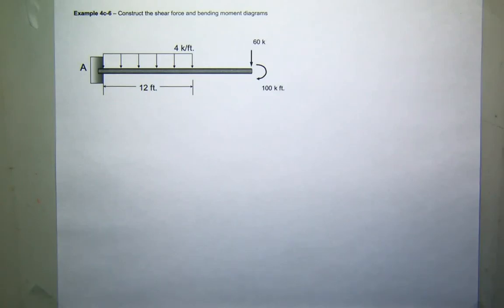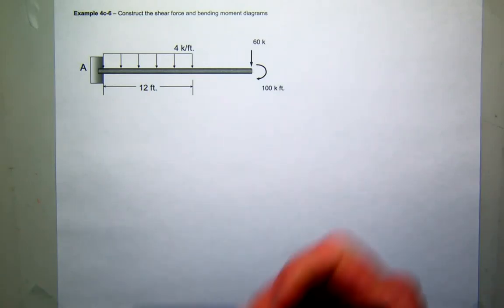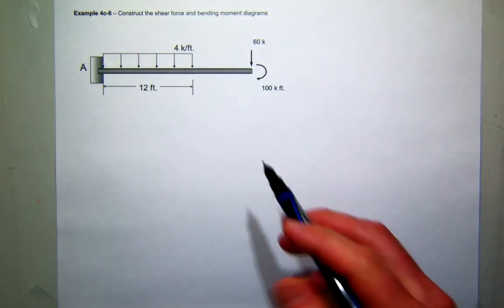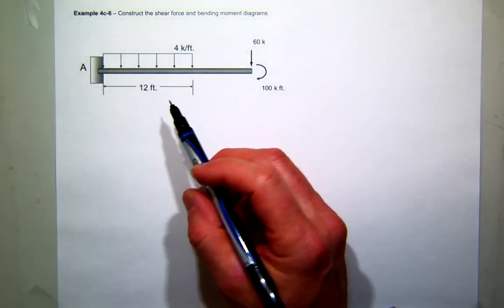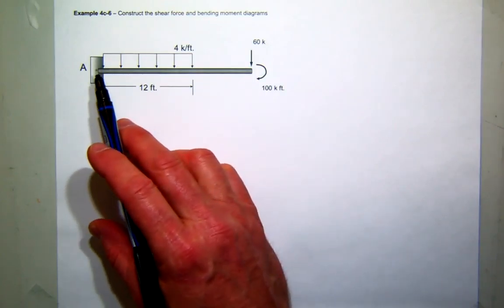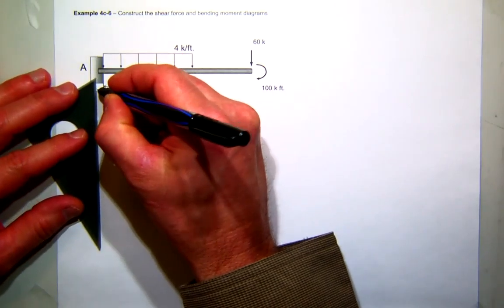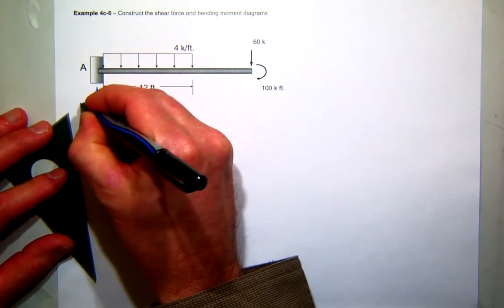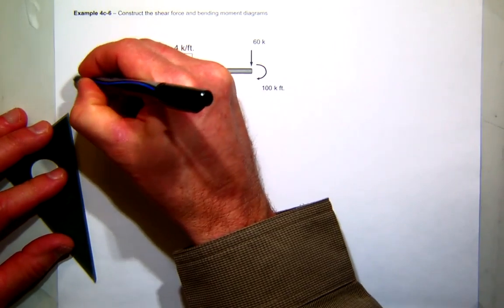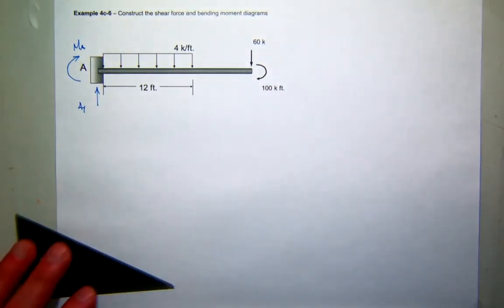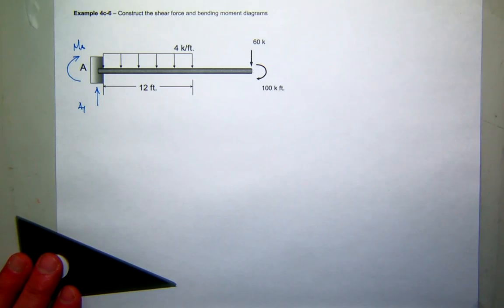Alright, so let's look at this problem. Again, we're constructing the shear force and the bending moment diagram for this beam. The first thing we want to do is find our reactions here at A. I'm going to assume that I have a force at A acting up and a moment at A. And we're not going to worry about the axial force. We're not drawing an axial force diagram, and it shouldn't have any role in our system.